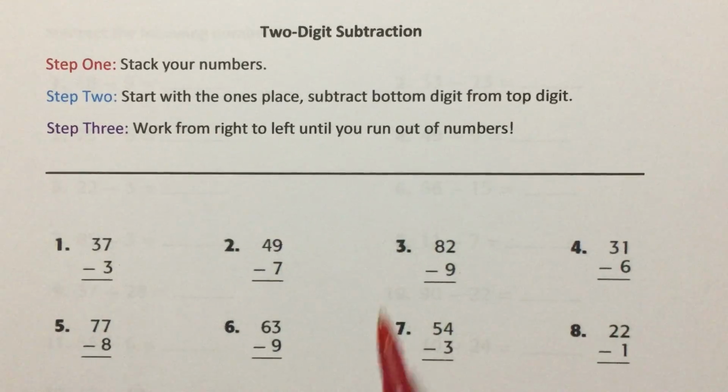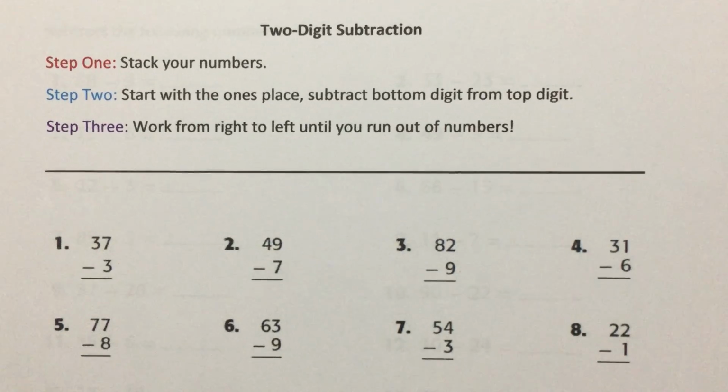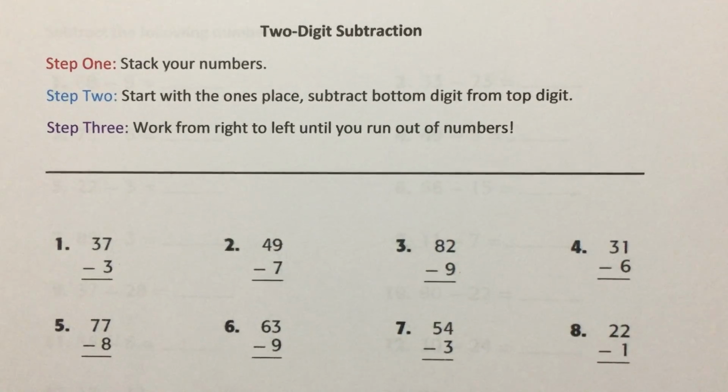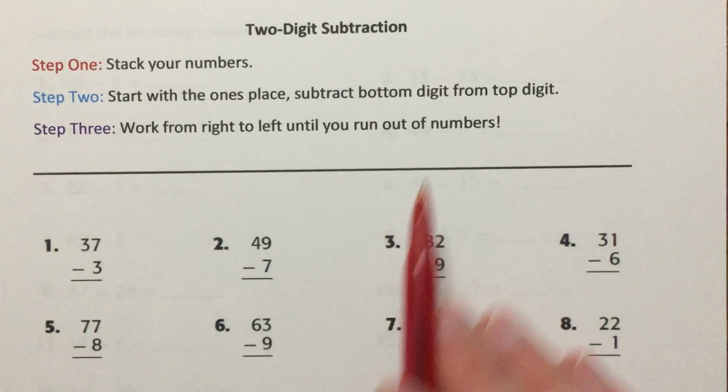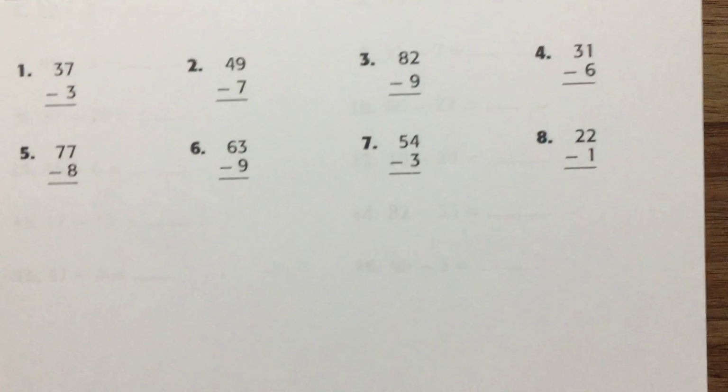Okay, step 1, we want to stack the numbers. Well, we already have all of the numbers stacked for 1 through 8. That's great. So step 2, we're going to start with the ones place, and we're going to subtract the bottom digit from the top digit. All right, let's start practicing those down here.